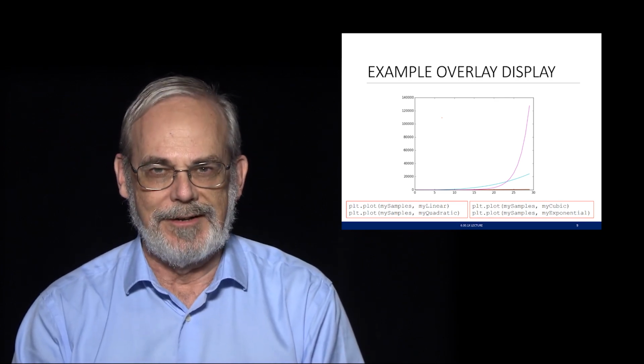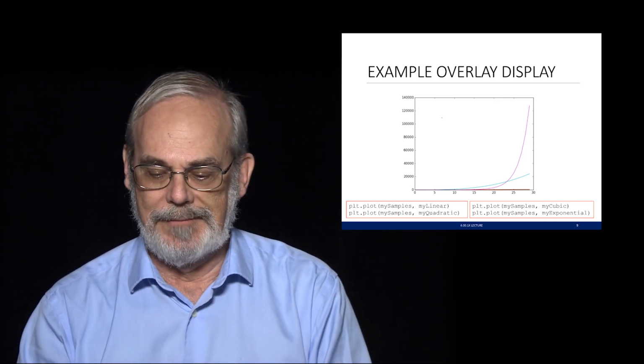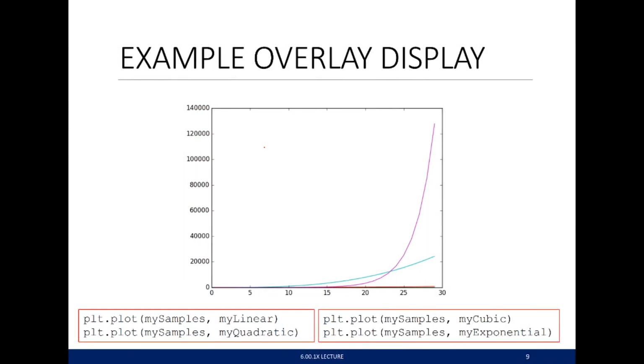Not quite what I wanted. And that's part of what we want you to see. You can see here that there are at least 3 graphs overlaid. You can guess that this one out here is probably the exponential one. It's growing really fast. That is probably the cubic one.